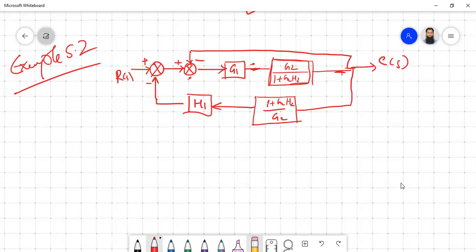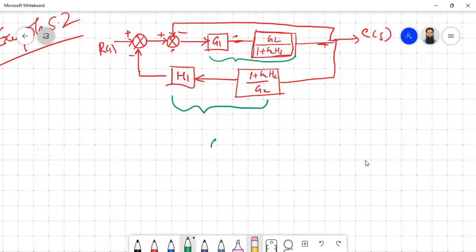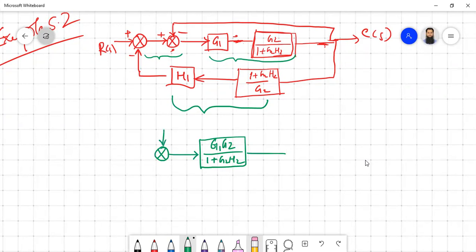Now, what is next? Definitely, you can already guess that these two are in cascade. So they have to be multiplied together. These two in cascade have to be multiplied together. So let us make it G1 G2 by 1 plus G2 H2. Okay, and also another thing I think you already know is that we can add the summing junctions as well. So just make it simple. We'll make it one summing junction. So this is coming here, and this is coming here. So if you multiply, then it will be H1 multiplied by 1 plus G2 H2 by G2.